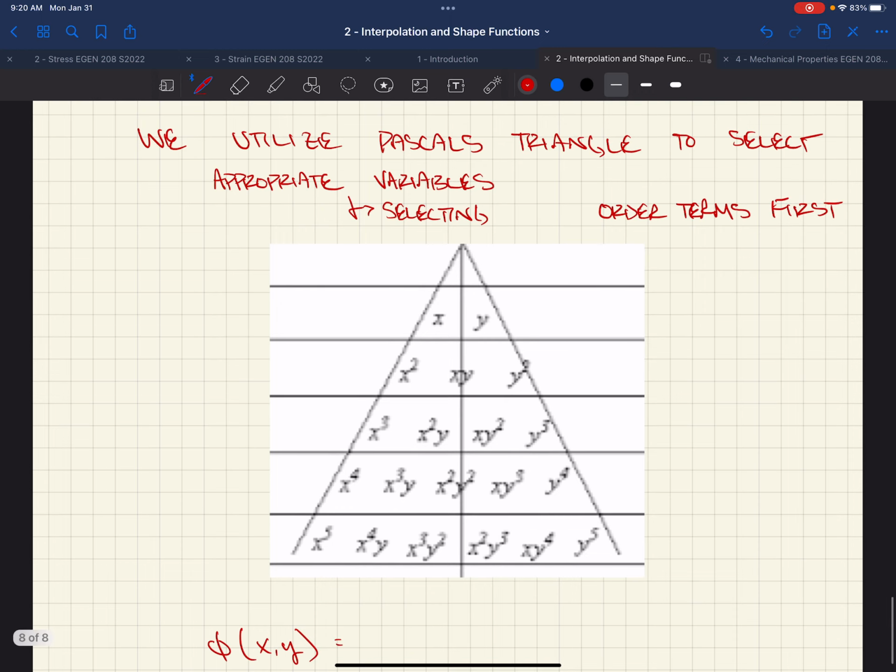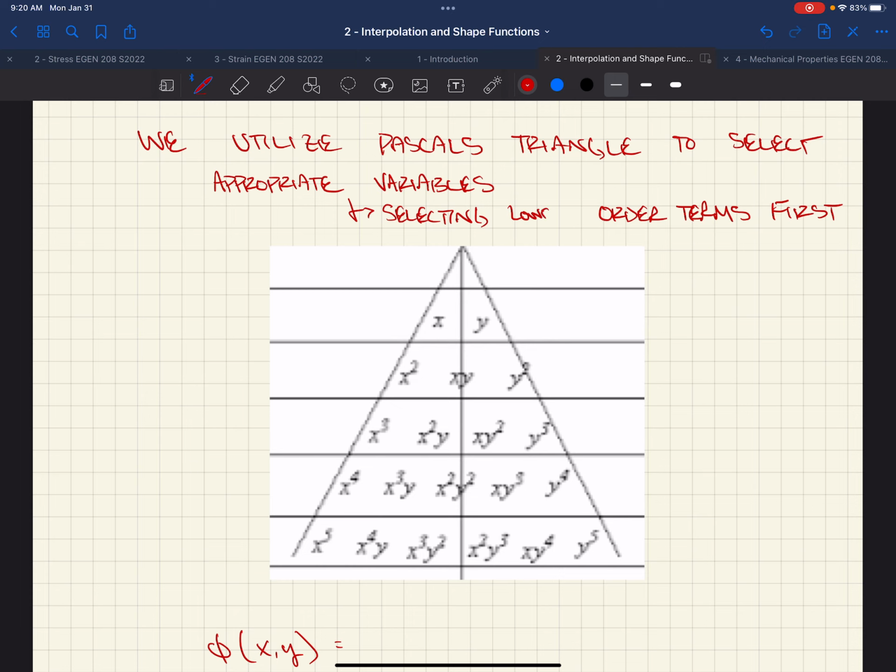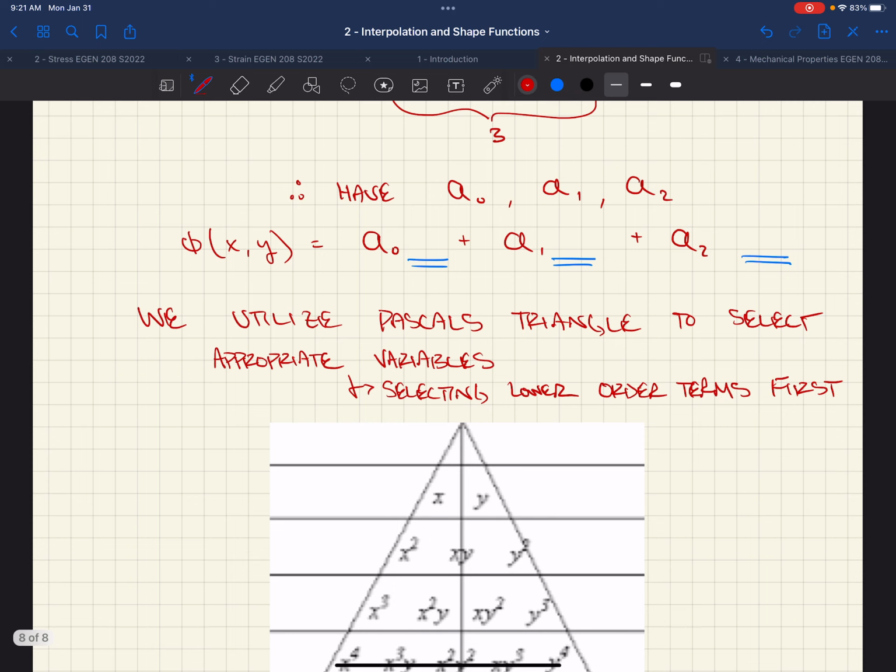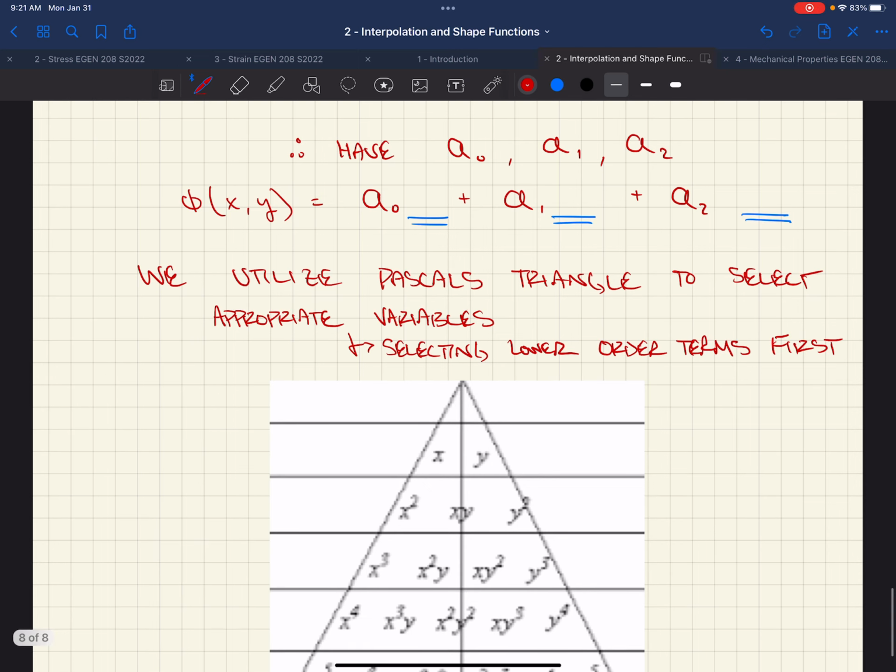So we want to be selecting lower order terms first, right? And we only have 3 selections in this case, because we only have an element that has 3 degrees of freedom. At the very top of this Pascal's triangle is unity, 1. It's constant, right? So out of these, we get to pick 3. Which ones would you pick?